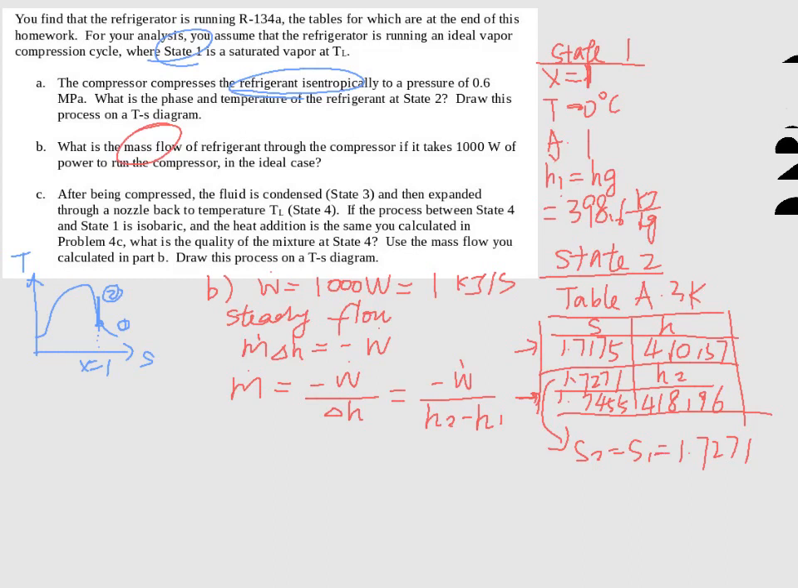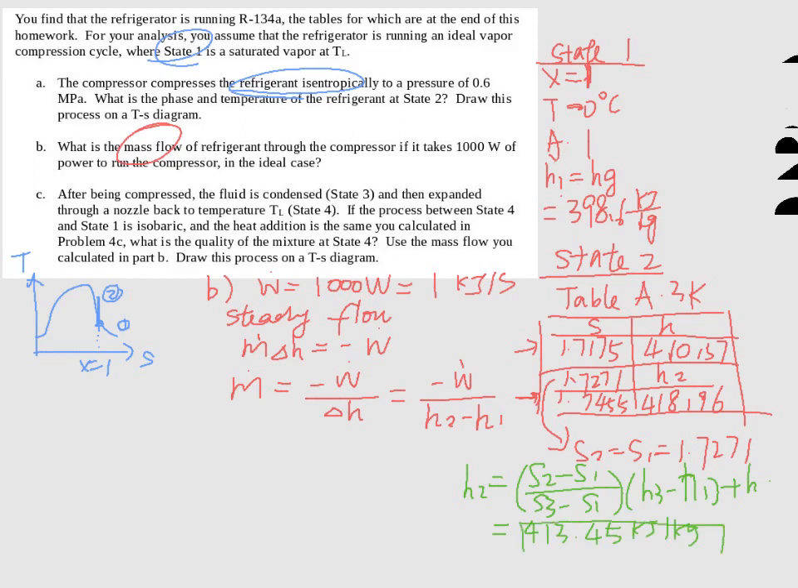Okay, so we're going to do our interpolation here. So H2 is equal to S2 minus S1 over S3 minus S1 times H3 minus H1 plus H1. And that gives us our H2, which is 13.45 kilojoule per kg. Okay, so now we know H1 and H2.